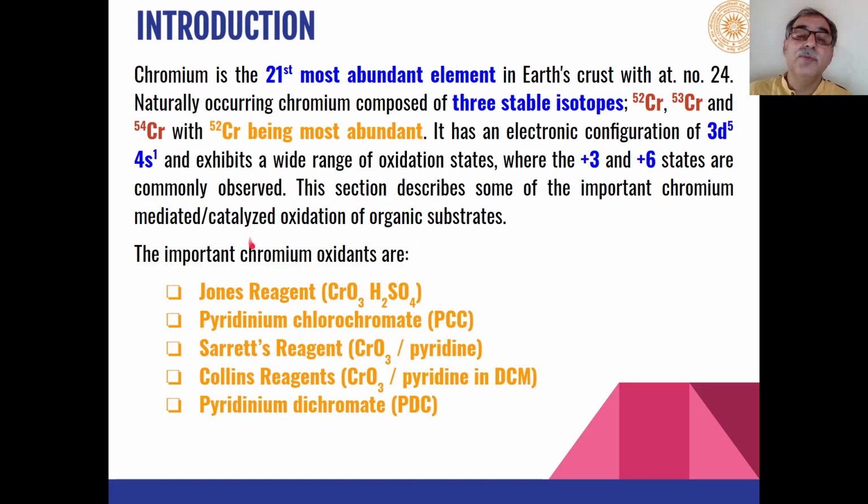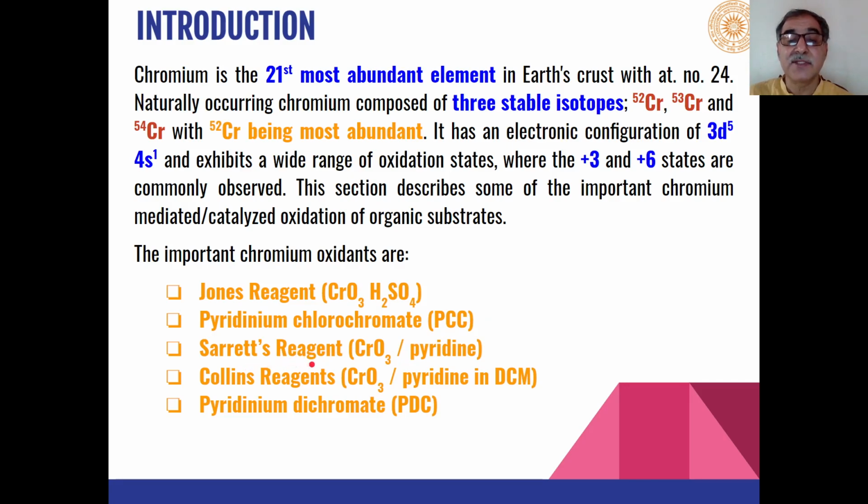In terms of chromium oxidants, the important reactions which can be studied under oxidation reactions begin with the applications of Jones reagent, which is created when chromium anhydride is reacted in the presence of sulfuric acid. Then the second important chromium oxidant is pyridinium chlorochromate, popularly called PCC, which is also a very effective selective oxidant in organic chemistry.